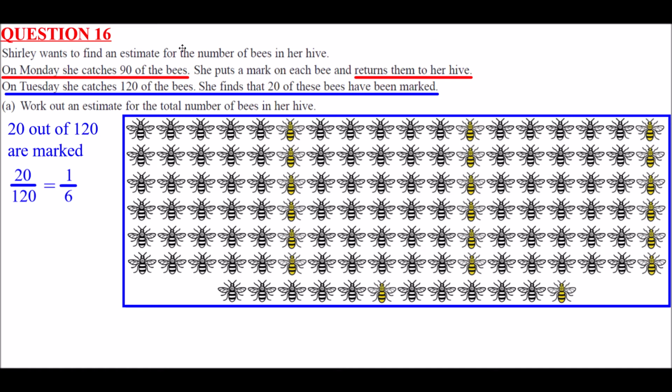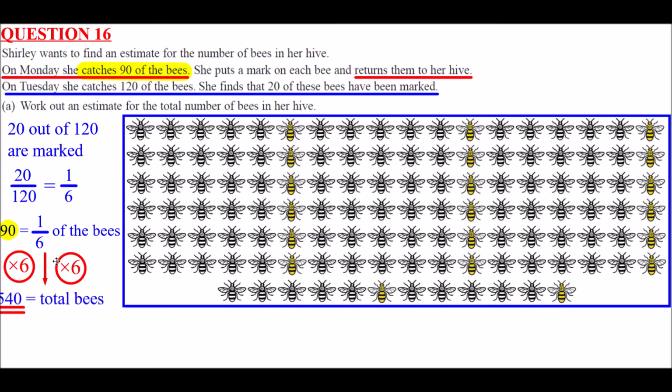Well, she marked 90 bees. So those 90 bees she marked, the best estimate is, that must have been 1/6 of the total bees. So if 90 is 1/6 of the total of them, how many sixths makes the whole lot? Well, 6 sixths makes a whole. So if we multiply both sides of this relationship by 6, we'll see that our estimate for the total number of bees she's got must be, in total, 540 bees altogether.